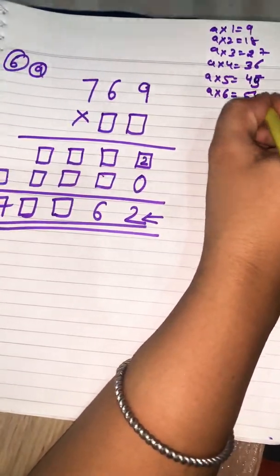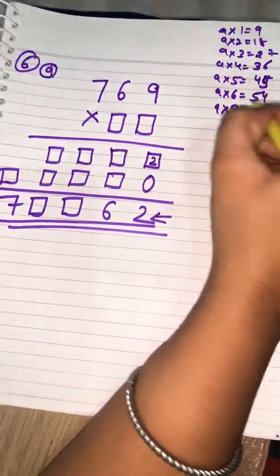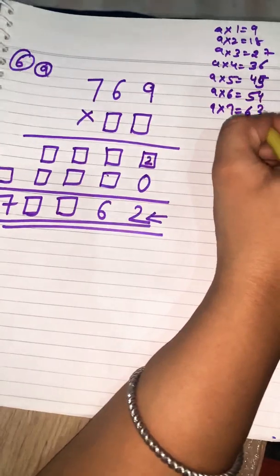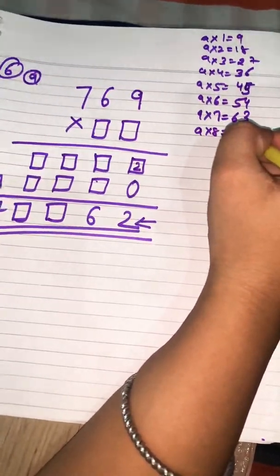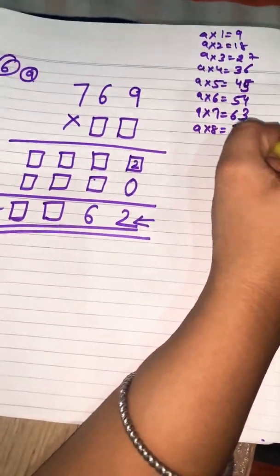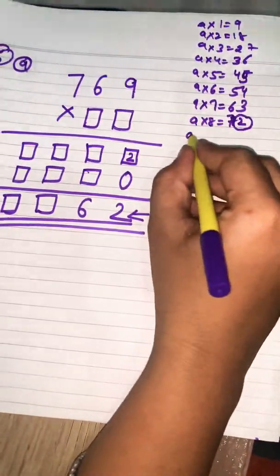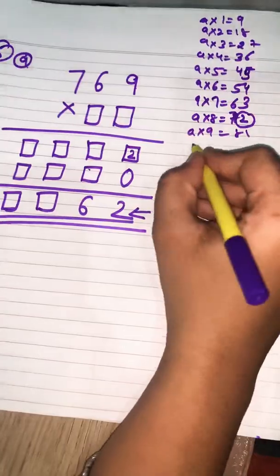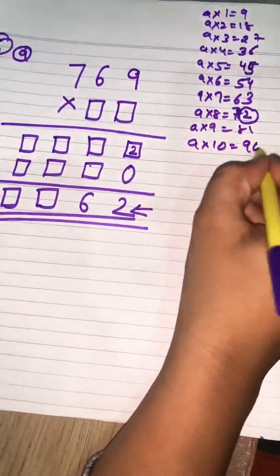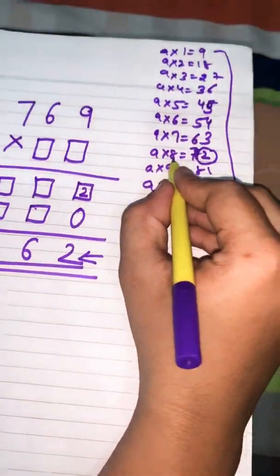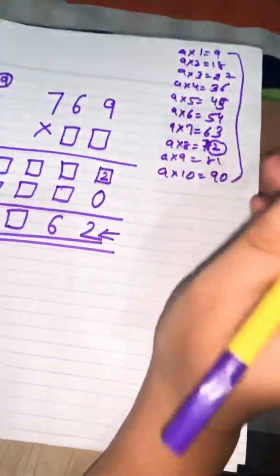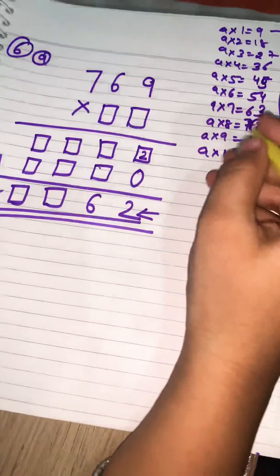9 into 6, 54. 9 into 7, 63. 9 into 8, 72. Now we have this 2 here, but we have to continue. 9 into 9, 81. We don't have any 2. 9 into 10, 90. So in this whole table we only have to put the number 8. 9 into 8 is equal to 72. So we write this 8 here.